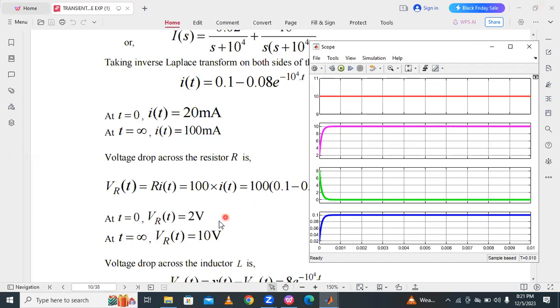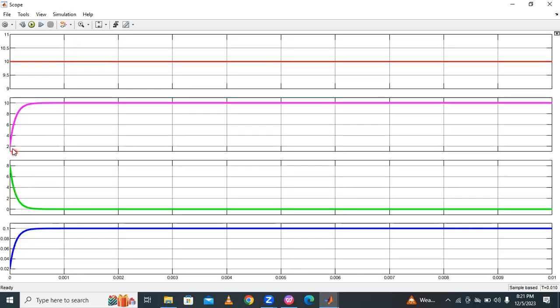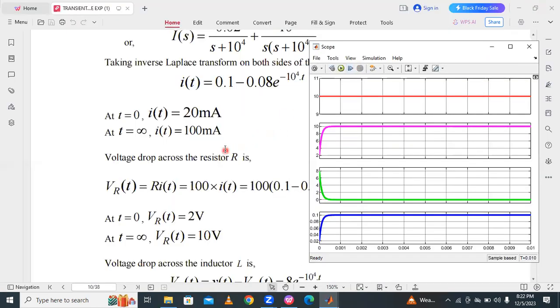And the next is the voltage across the resistor. The current is over, then the voltage across the resistor. At t is equal to 0, it starts from 2 volts and ends at 10. This second waveform is the voltage across the resistor. It starts from 2 and increases to 10 volts.